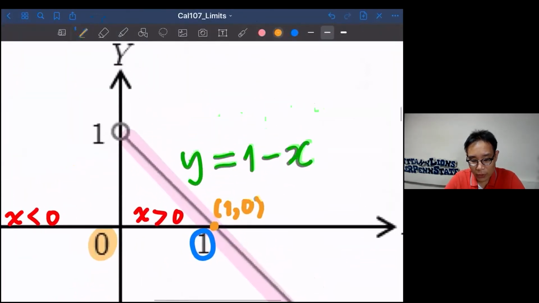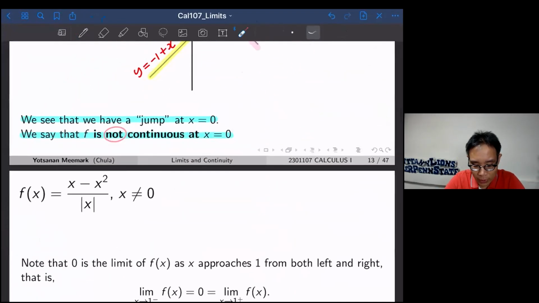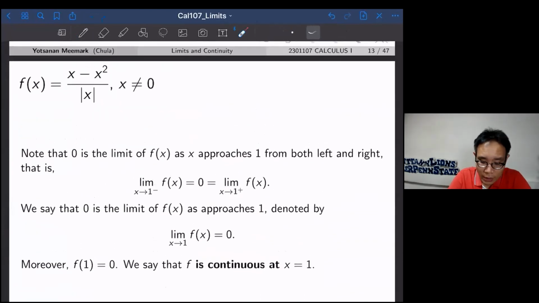So in this case, at x equal to 1, if you approach 1 from the left, you approach 0, and when you approach 1 from the right, you also approach the same point 0. Note that 0 is the limit of f(x) as x approaches 1 from both left and right. That is, the limit as x goes to 1 from the left of f(x) equals 0, which equals the limit as x goes to 1 from the right of f(x).